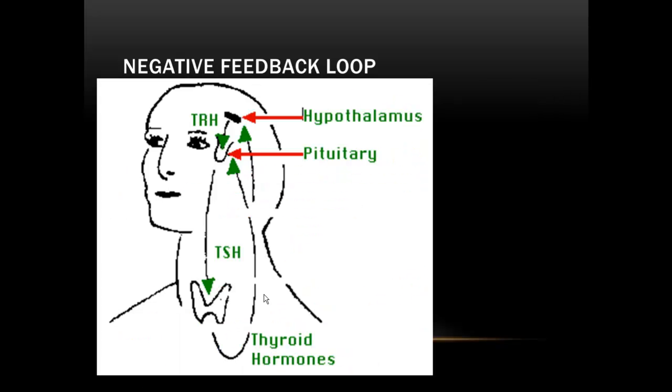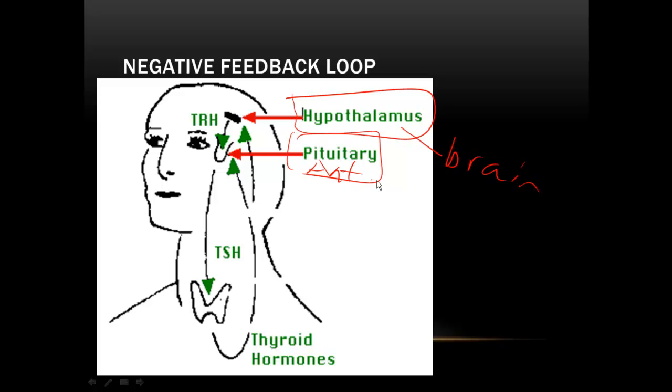The example that we're going to examine is a fabulous example because it is a hormone we've talked about in other units. So let's walk through this negative feedback loop. The hypothalamus, remember, is part of the brain. It is not a gland. The pituitary, and in this case we're talking about the anterior pituitary, is controlled by the hypothalamus through releasing hormones.